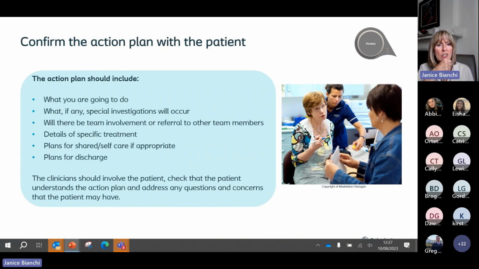And the clinicians should involve the person, check that they understand the action plan and address any questions and concerns that they may have. And this can take a wee bit of time, but doing it right at the start like this means that that person is going away with the correct information and doesn't leave you and be thinking, oh, I can't quite remember what I'm supposed to do. So written information is also really, really useful too.